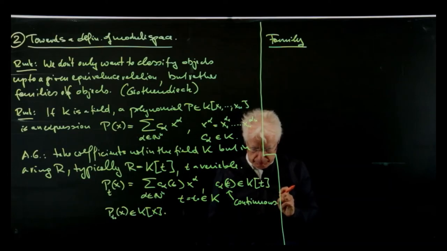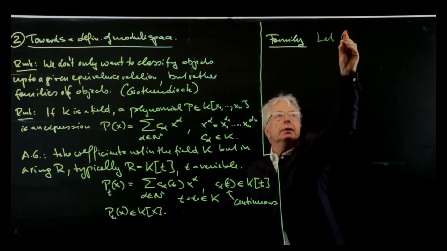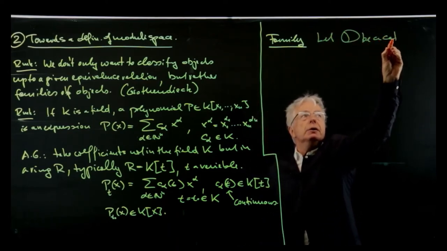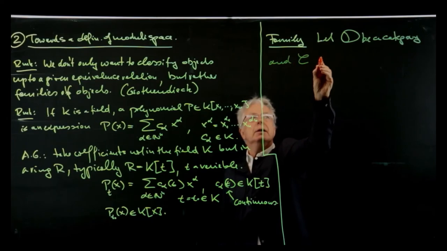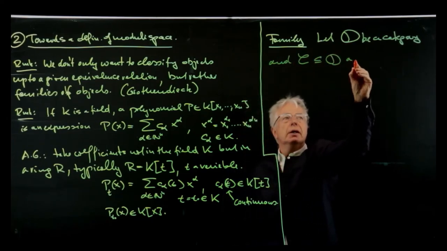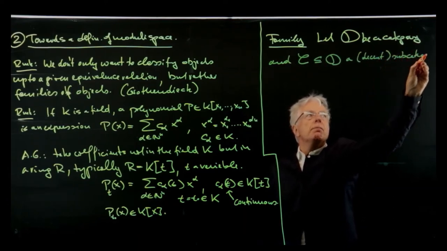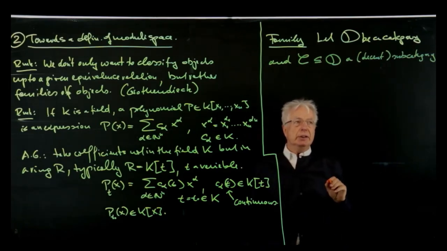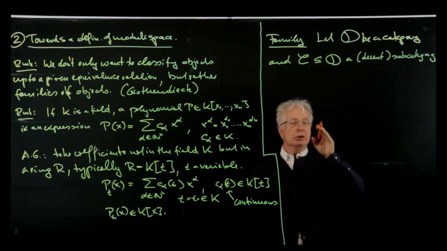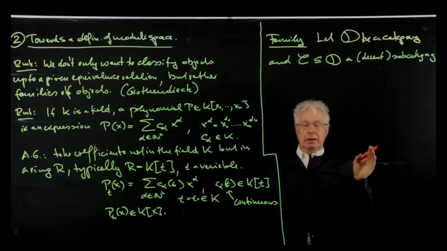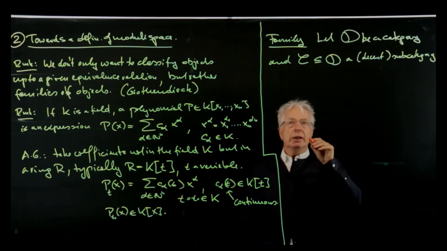I'm going slowly. Let D be a category, and C in D, I write it like this, a decent subcategory. I don't want to specify all the details here. What kind of categories you allow, it's called locally small categories, and what kind of subcategories you allow, it should be a full subcategory. So instead of giving you the details, I always give you the running examples.